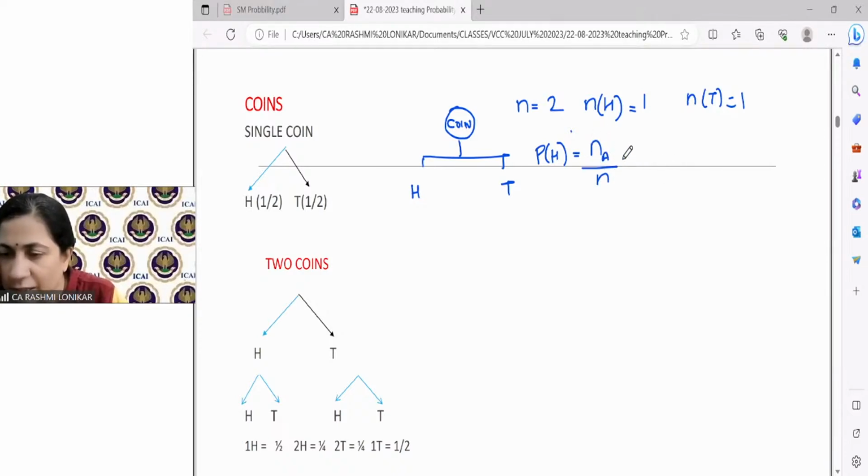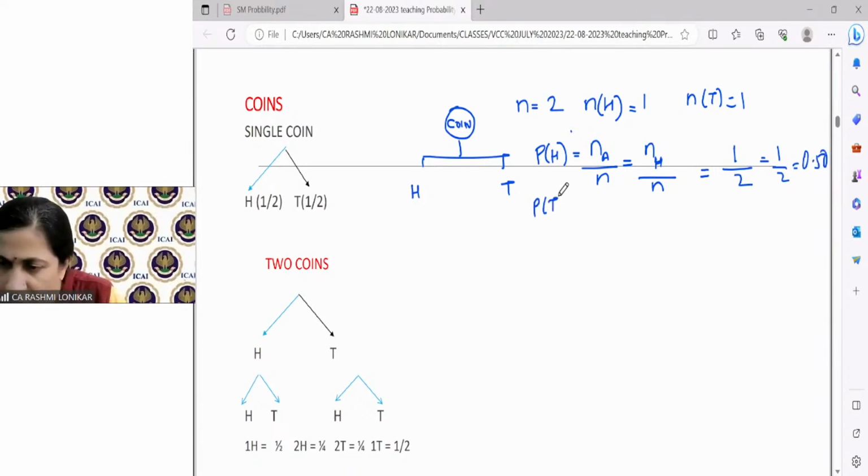So probability of getting a head is n(A) upon N. Here A is H, so n(H), the number of times I can get a head, upon N. What is N? The total number of events that can occur. The event can be either a head or a tail, so the denominator is 2. Head, I can get one time. So I am getting 1 by 2, or 0.50. Similarly, P of tail will be equal to n(T) upon N. When I flip the coin once, I can get a tail only one time. So 1 upon 2, which is equal to 0.5. Is that clear? And this was very simple.